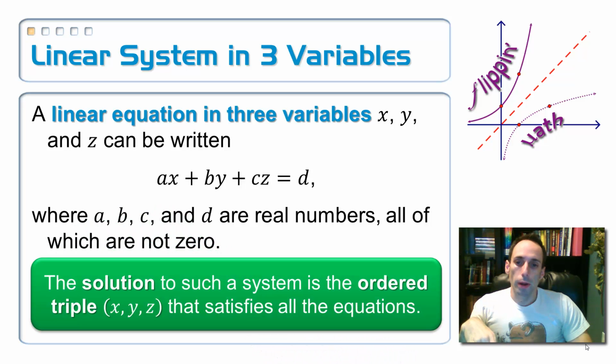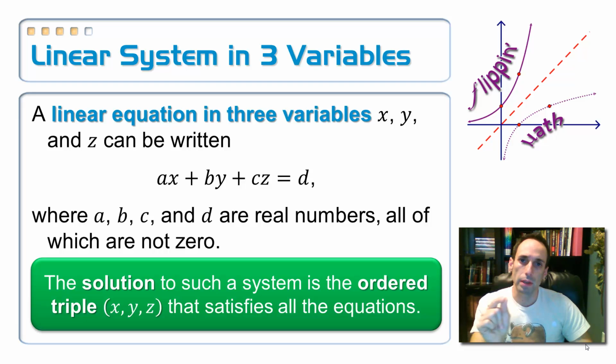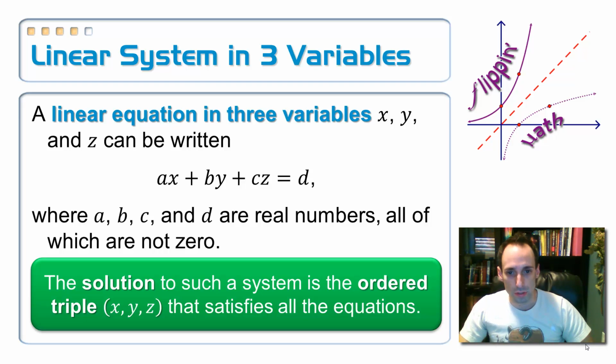Okay, and the solution that we're looking for, well, we've talked about solving a system before. It's supposed to be a point of intersection. Well, the point of intersection for us in three variables, instead of it being x, y, it's going to be an ordered triple x, y, and z that fits into all three of the equations, okay? That satisfies all three equations.